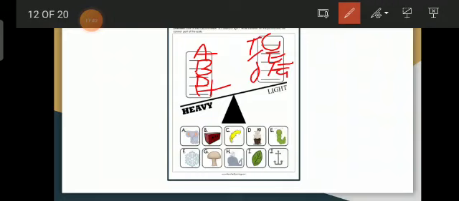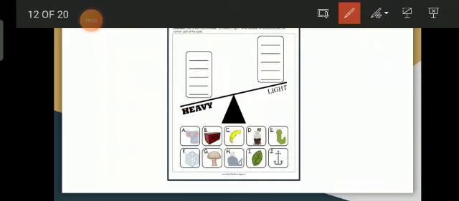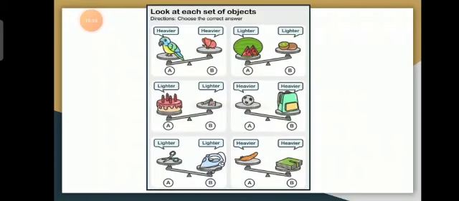And I have put the heavy things over here on this side and the lighter things on this side. Remember, when you measure the weight on a balance, the heavy things come down, that side will go down, and the lighter things on the other side will go up. Okay, now let me erase my rough work. Move to the next slide. Wow, very interesting.